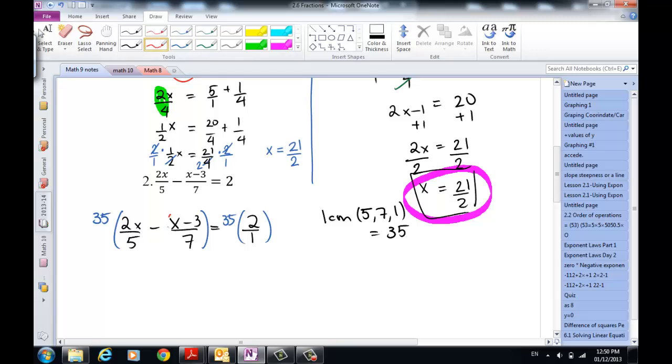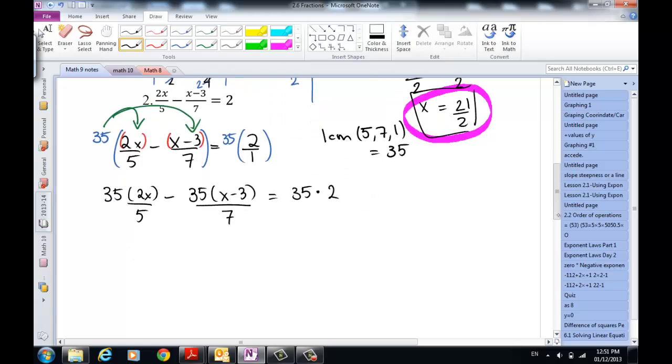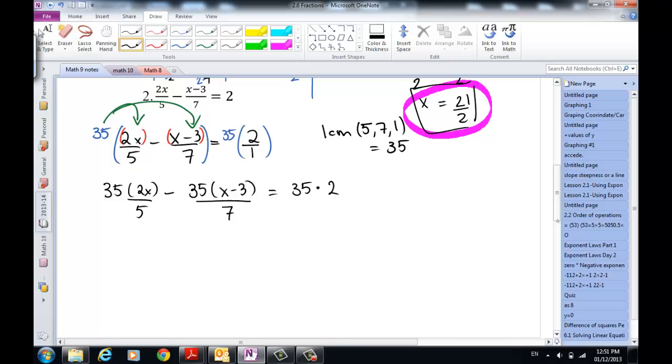And right now I'm going to put this top piece in separate brackets. Remember that this is multiplying every term inside the brackets. So what I have is 35 multiplied by 2x over 5 minus 35 multiplied by (x minus 3) over 7 is equal to 35 multiplied by 2. You can write the 2 over 1 there if you want. It's not really needed, so I just dropped it. The reason I wrote this 1 over here was so that you knew we were looking at all of the denominators, and the denominator for 2 is actually 1.